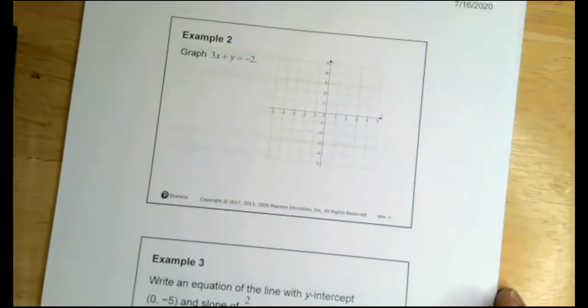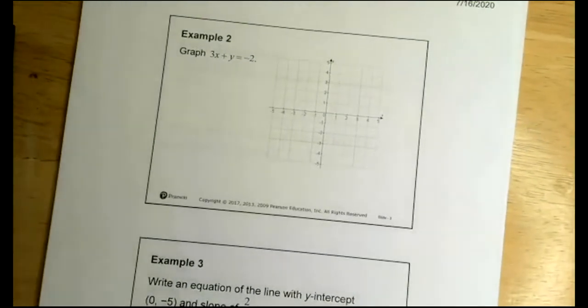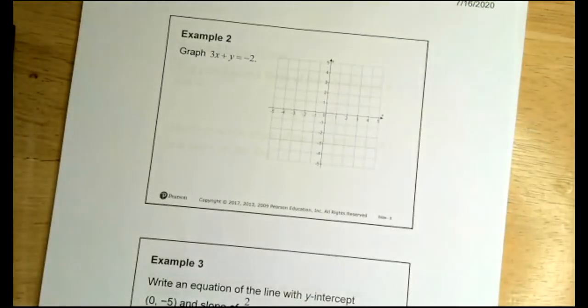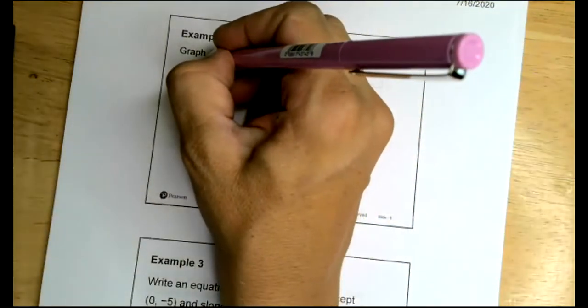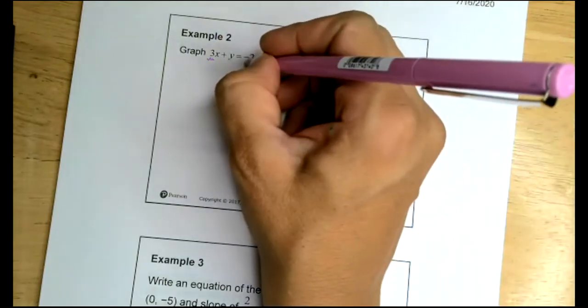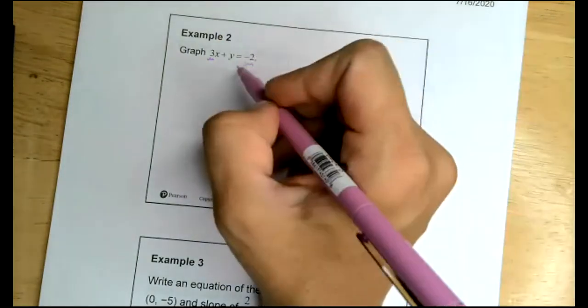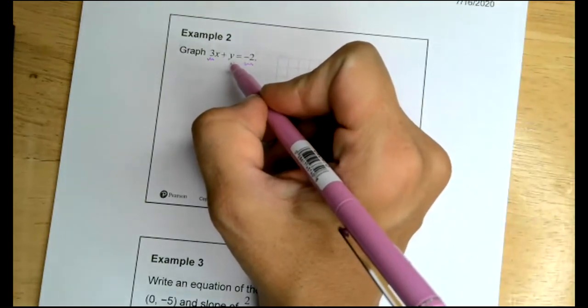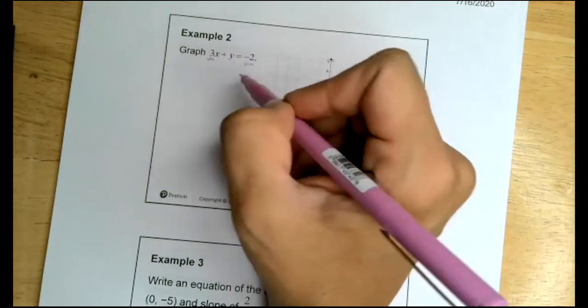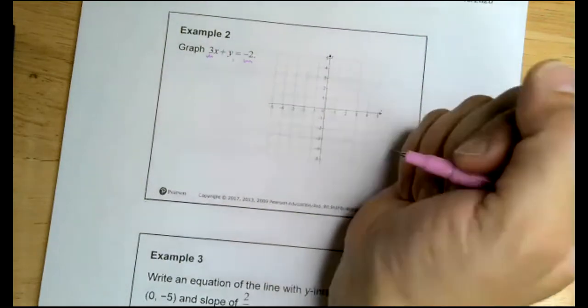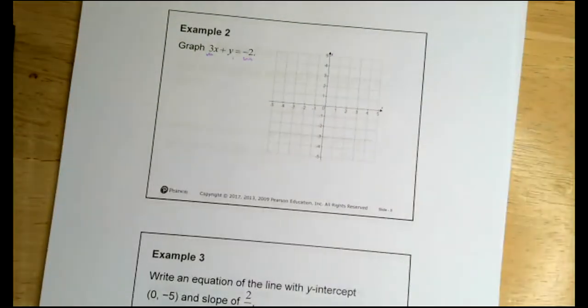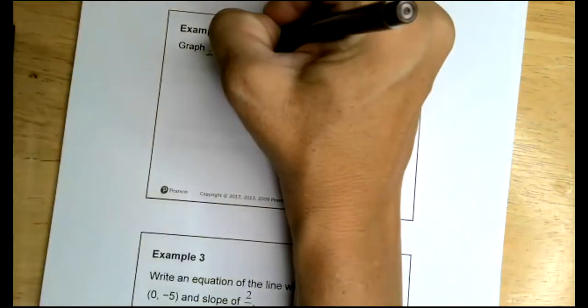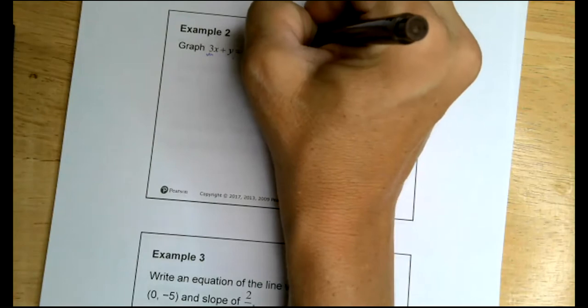All right, example 2 says graph 3x plus y equals -2. It must first be in slope-intercept form. So we do have something in front of x, and we do have a constant, but if y is not isolated, if we haven't solved for y, those are not our true slope and y-intercept, or we don't know if they are. Okay, so step 1 would be to solve for y, because we want y equals mx plus b form.